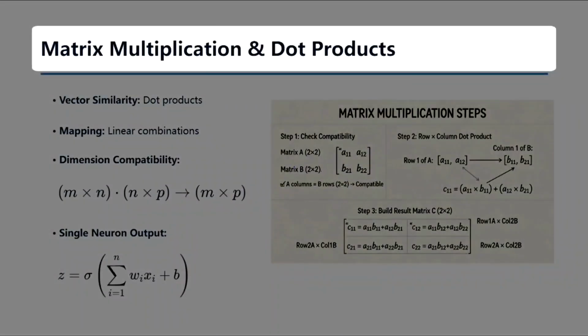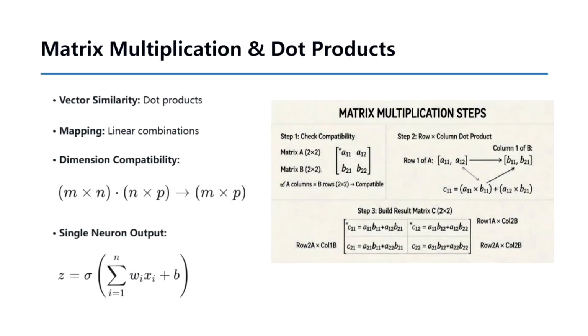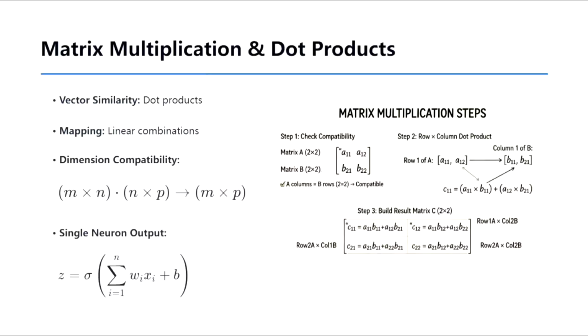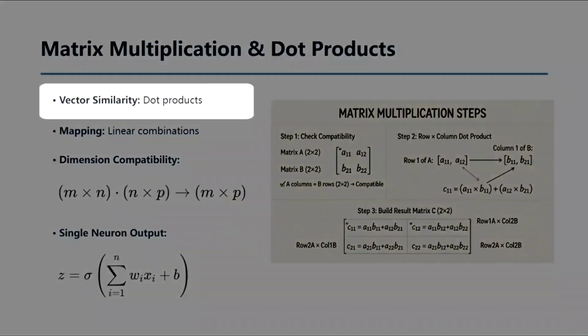Building on the matrix shapes and transposes we just covered, let's dive into the actual mechanics of how these grids interact through multiplication. The fundamental operation at play here is the dot product. In the world of AI, you can think of this as a similarity check. It measures how well an input vector aligns with the patterns the network is looking for.